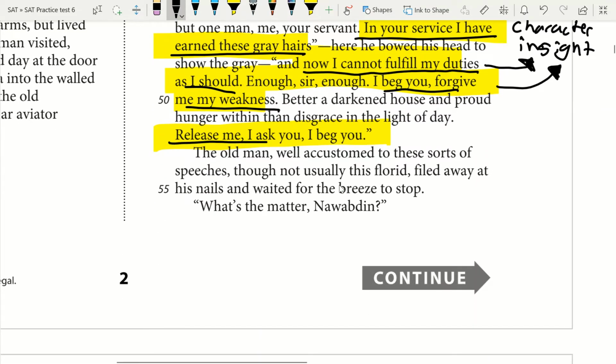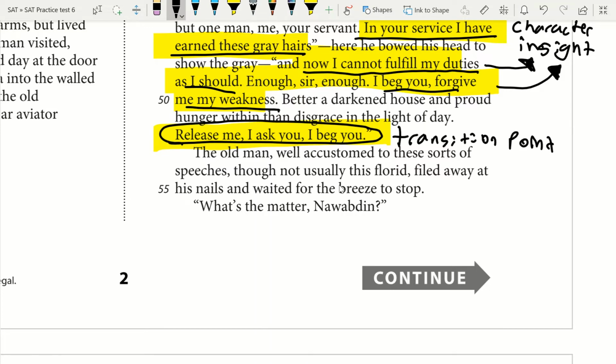Okay, and then this part right here is really important. Release me, I ask you, I beg you. Okay, this isn't necessarily character insight. What this is really doing is showing us what the direction of this passage is going to take going forward. So because this is a big transition point in my passage, I'm going to want to highlight it. That way I know that it kind of separates us, giving us context about Nawab now to what the story is really about, right? Which is him asking to be let go, and then after asking to be let go, ending up being brought back on with the aid of that motorcycle. So this is really an important transition point in the text.